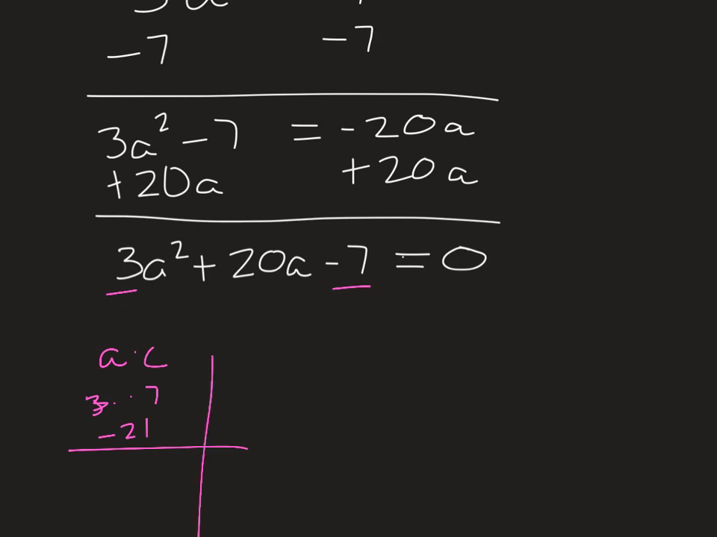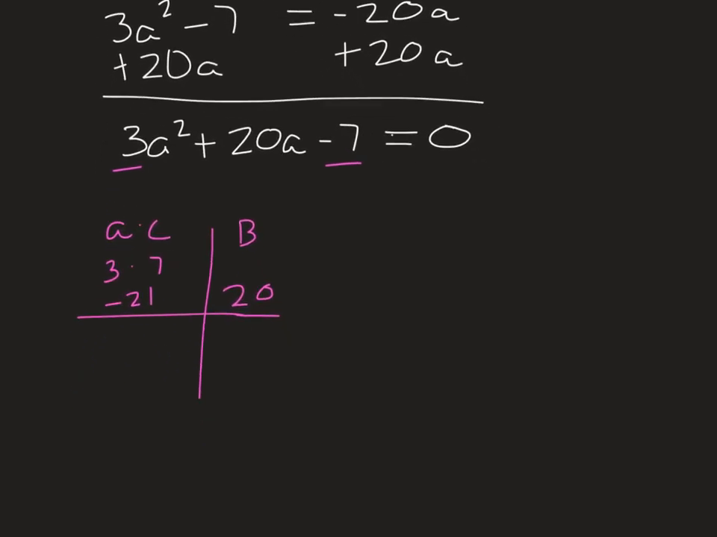So we have to figure out what can we multiply to get negative 21 that we can add to get b, which in this case would be 20. So to get negative 21, we could multiply a positive 21 and a negative 1, because positive 21 times negative 1 would give you negative 21. Also, if you add those two numbers together, so 21 minus 1, that also gives you that 20.